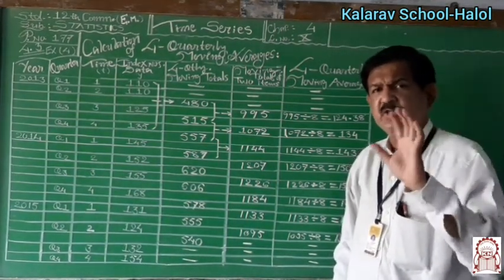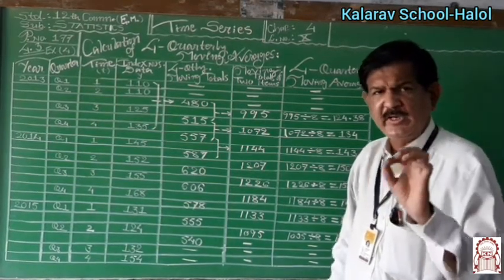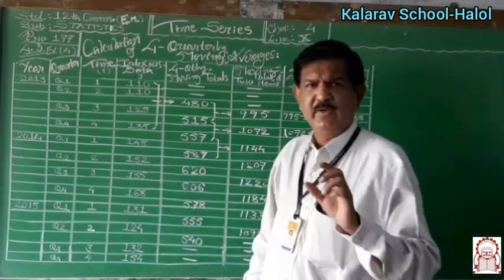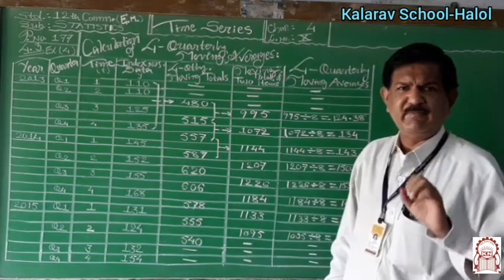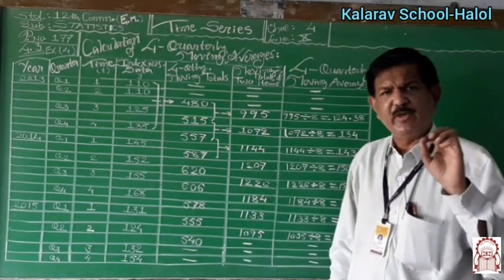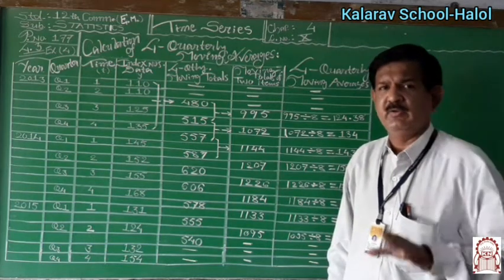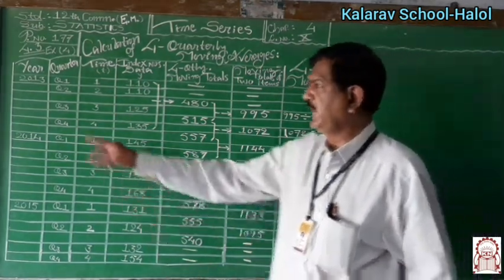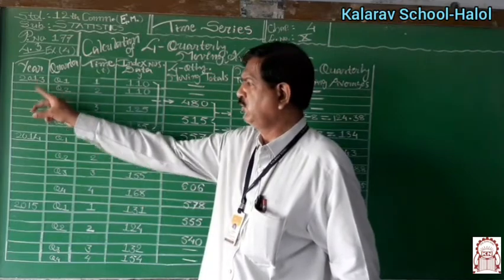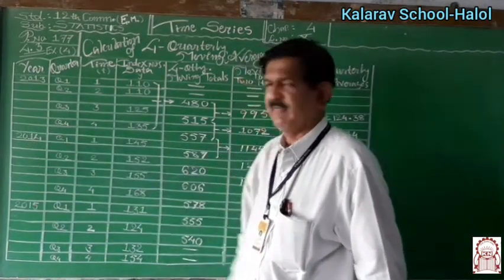April, May, June is one quarter. July, August, September is one quarter. October, November and December is one quarter. January, February and March is one quarter. There are 4 quarters in each year. Here data for 2013, 2014 and 2015 is given.